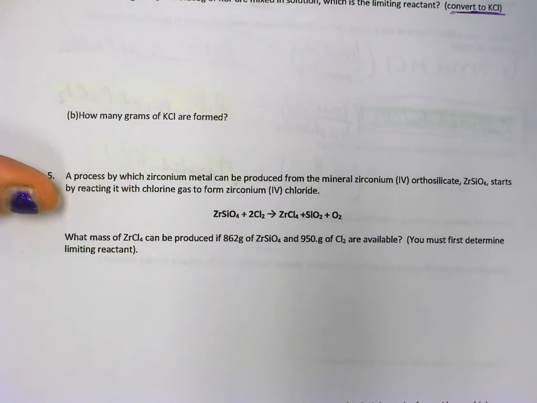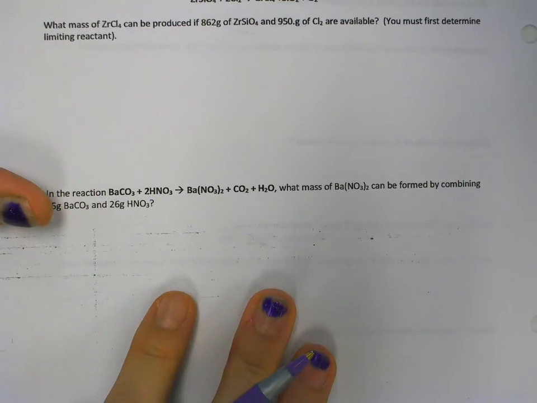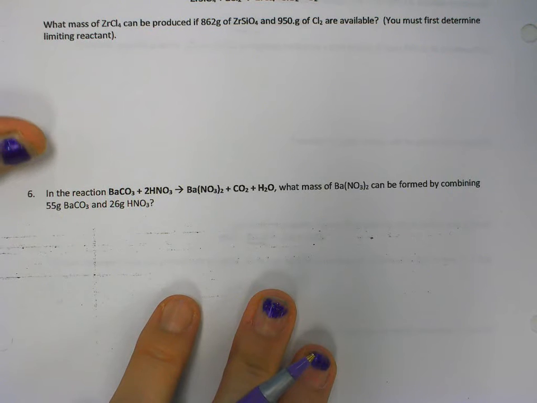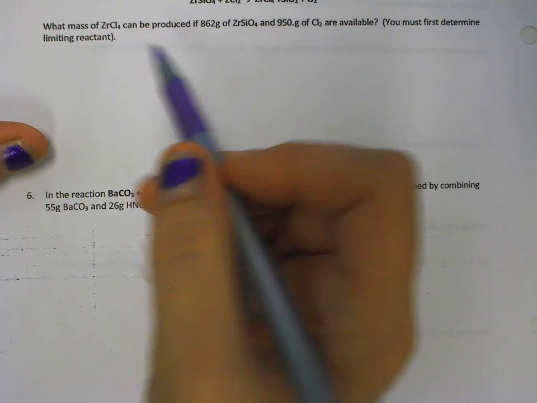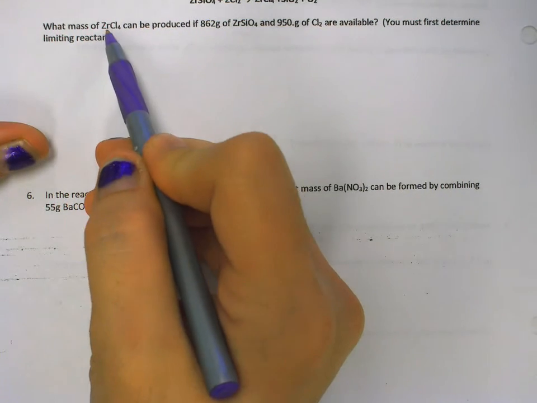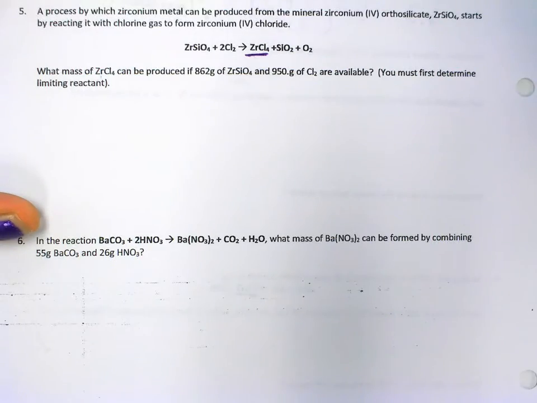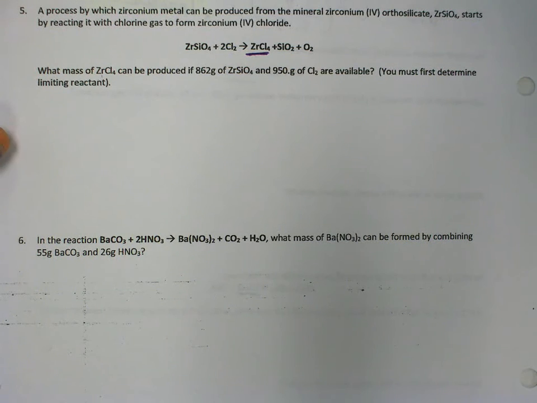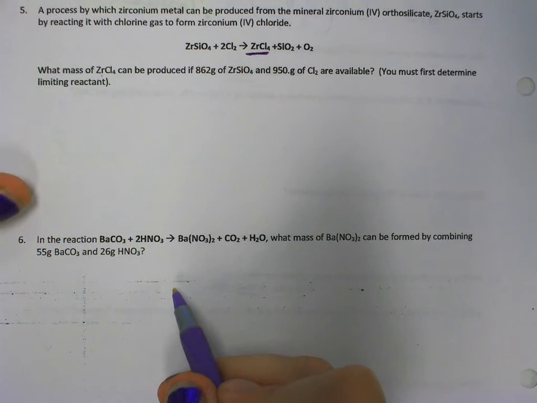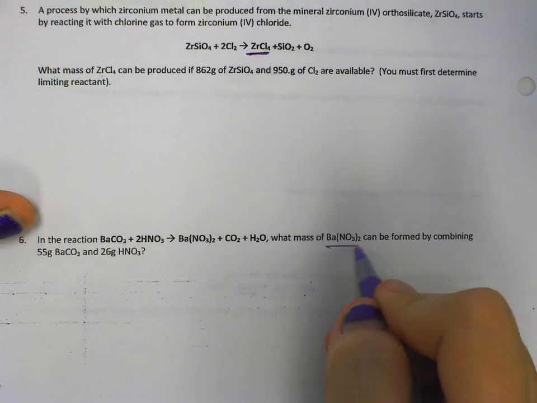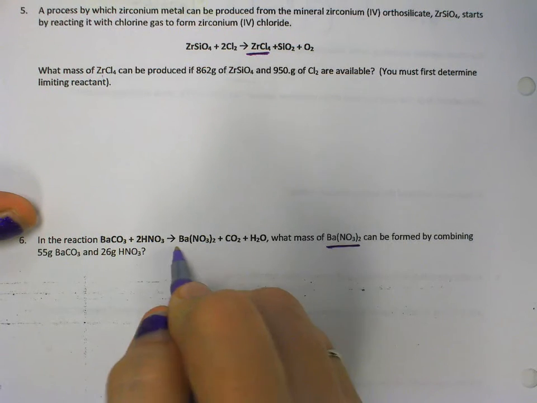And in this last one, I did not tell you which one, but it says what mass of ZrCl4 can be produced. So you might as well switch it into ZrCl4 since I'm going to ask you about that in those problems anyway. Same thing with number 6. It says what mass of barium nitrate. So you might as well switch it into barium nitrate when you're doing the 2 problems.